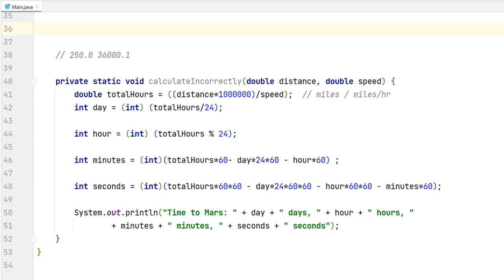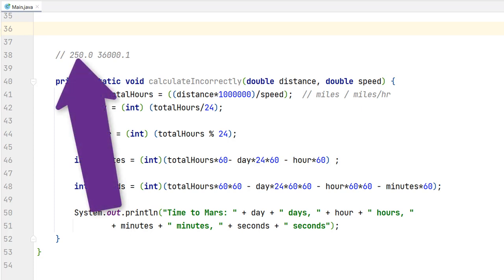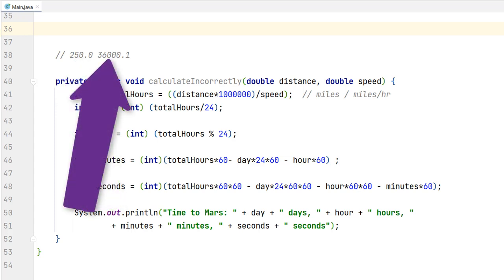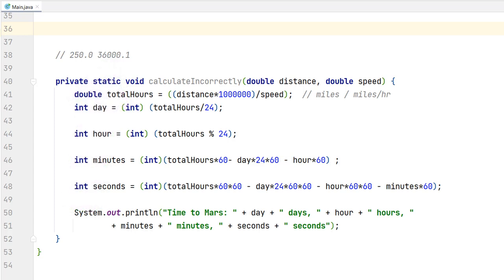Suppose we're given two numbers, the first, which represents a distance in millions of miles, and the second, which represents a speed in miles per hour. And we're asked simply to calculate how long it would take to travel this distance, and we need to display our answer with the units of days, hours, minutes, and seconds.